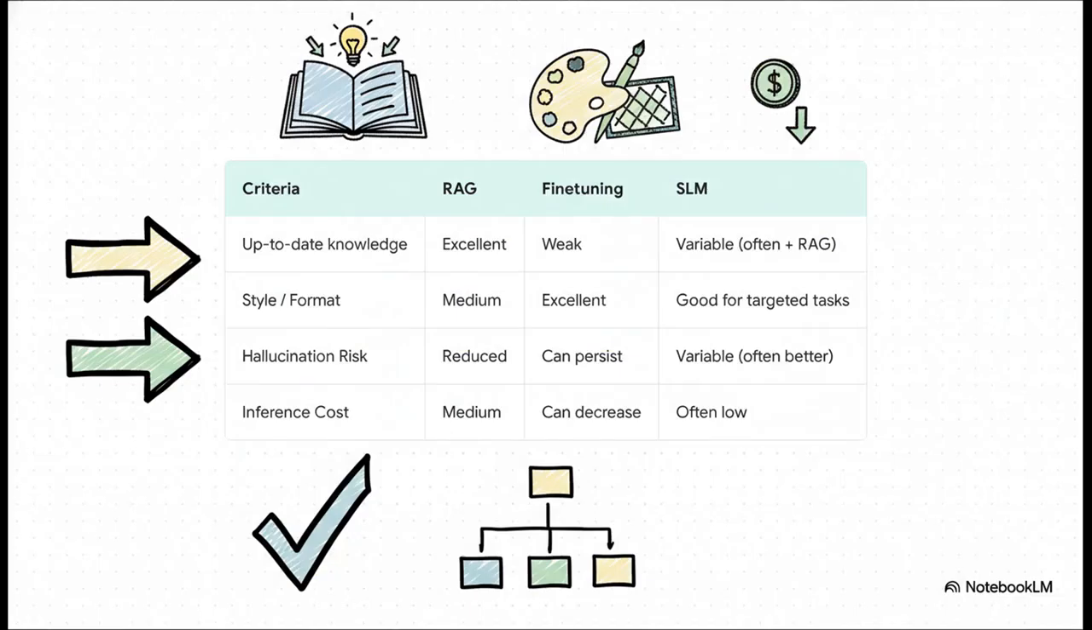Now, looking at this chart, you can really see how these three levers stack up. The trade-offs become super clear. See how RAG is just excellent for up-to-date knowledge? No contest. But then, for style and format consistency, fine-tuning is the clear winner. And when it comes to cost, SLMs are often the most economical choice. This is a fantastic starting point for figuring out what you need.